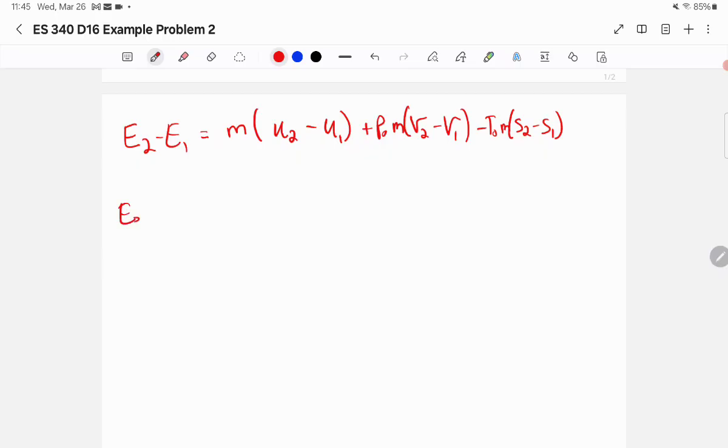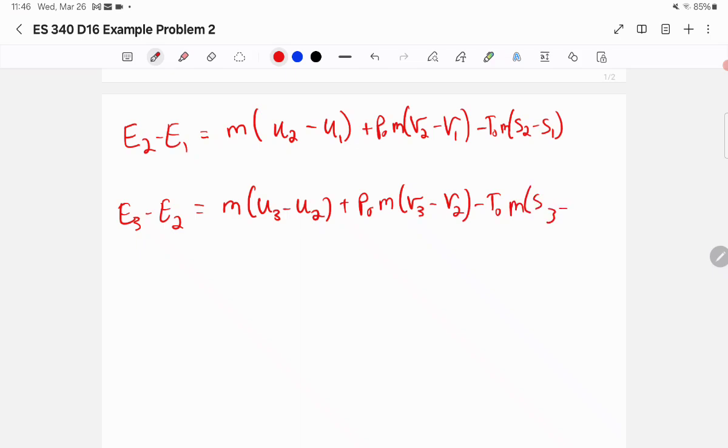And then obviously E3 minus E2 is going to be a similar thing. It's going to be M times U3 minus U2, plus P0 times M times V3 minus V2, minus T0 times M times S3 minus S2.